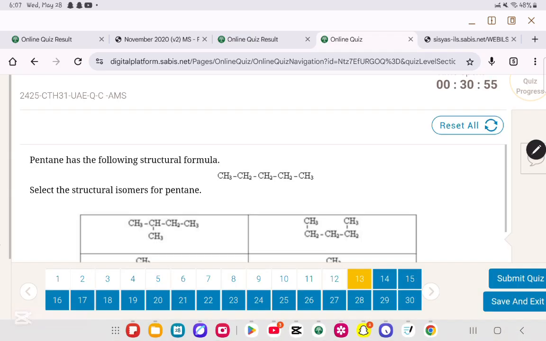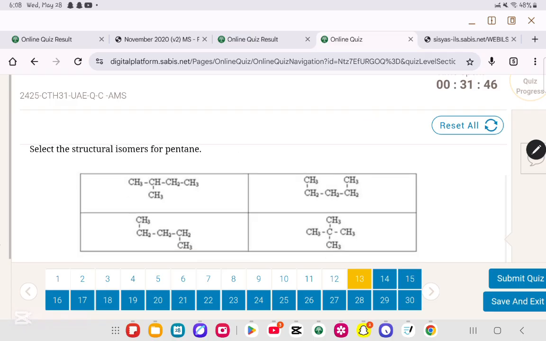Okay, we move on to question number 13. It says pentane has the following structural formula. Select the structural isomers for pentane. When you're dealing with isomers, you need to do branching, but you cannot put the branching on the edges. So over here you cannot put a branching, and over here you cannot put a branching. You can put branching here, here, and here, or even here, here, and here. It works. But if it's at the edges, it's not gonna work. It's not gonna be counted as an isomer.